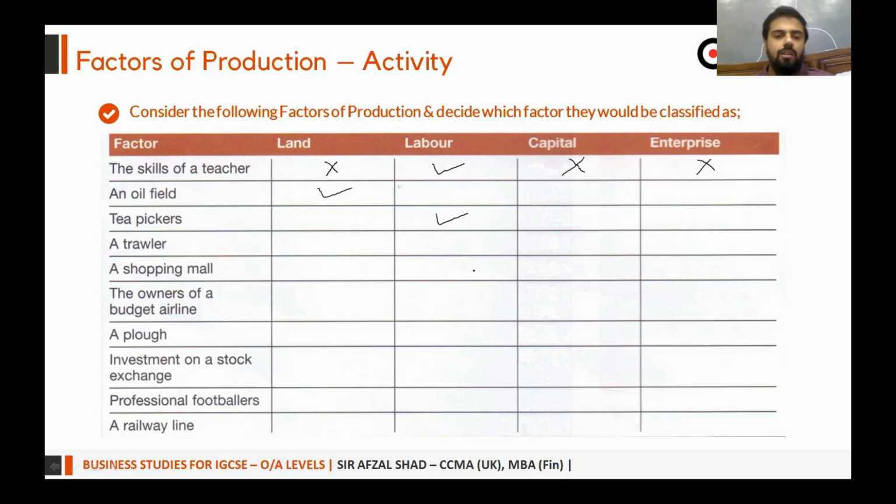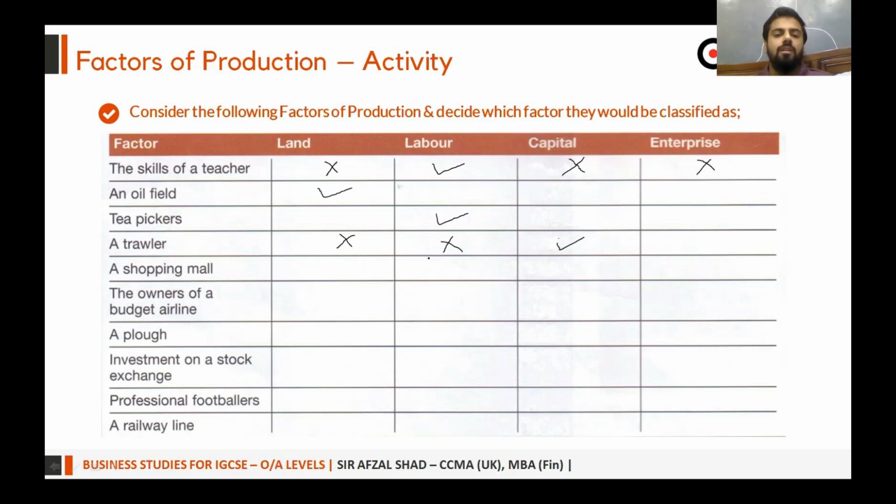And then a trawler. By trawler, we mean a tractor, used to deliver products from one place to another. So the trawler is not extracting resources from land, so this is not land. A trawler is not a human, so it cannot be labor. But a trawler can be capital. In the definition of capital, we said money, machines, and equipment. A trawler is a machine, therefore we can say a trawler can be termed as capital.